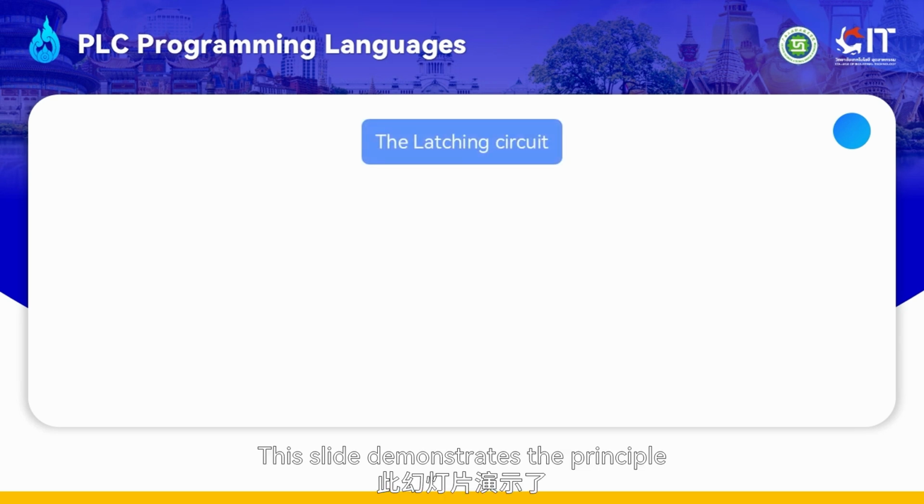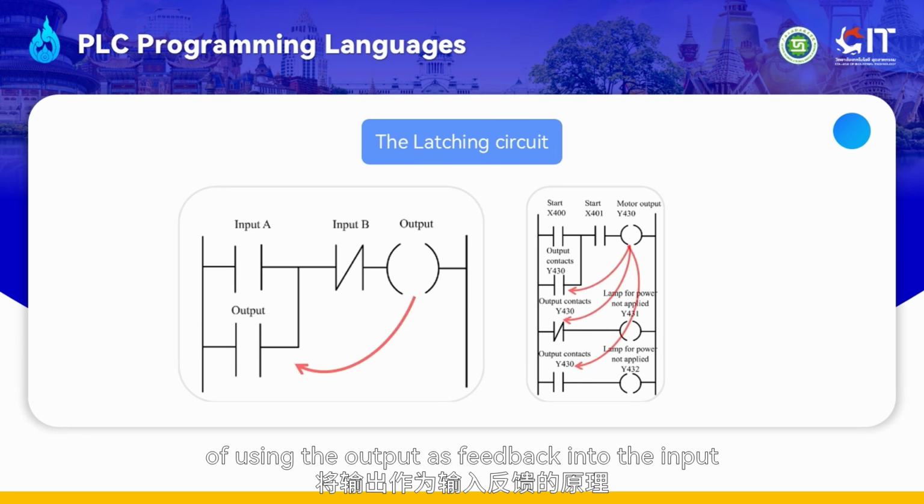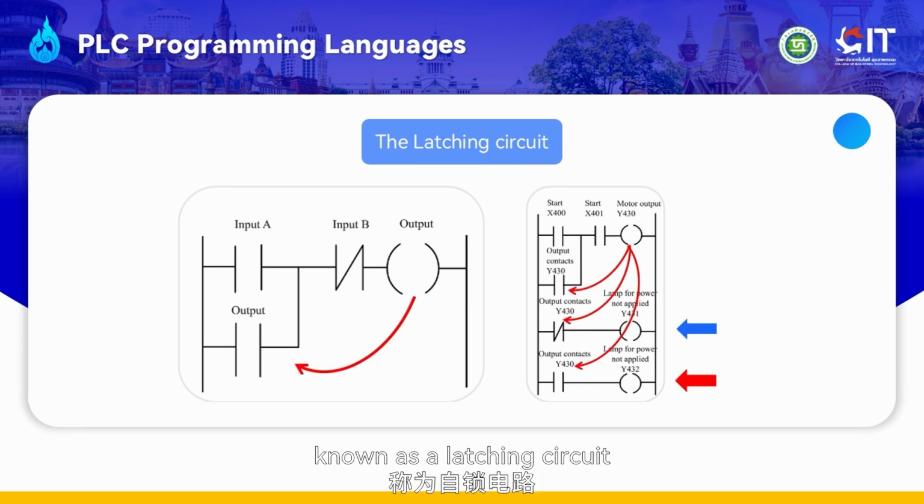This slide demonstrates the principle of using the output as feedback into the input, known as a latching circuit. In this example, a motor is controlled by start and stop push button switches. When the motor is powered, one signal light turns on. When the power is off, a different light is illuminated.